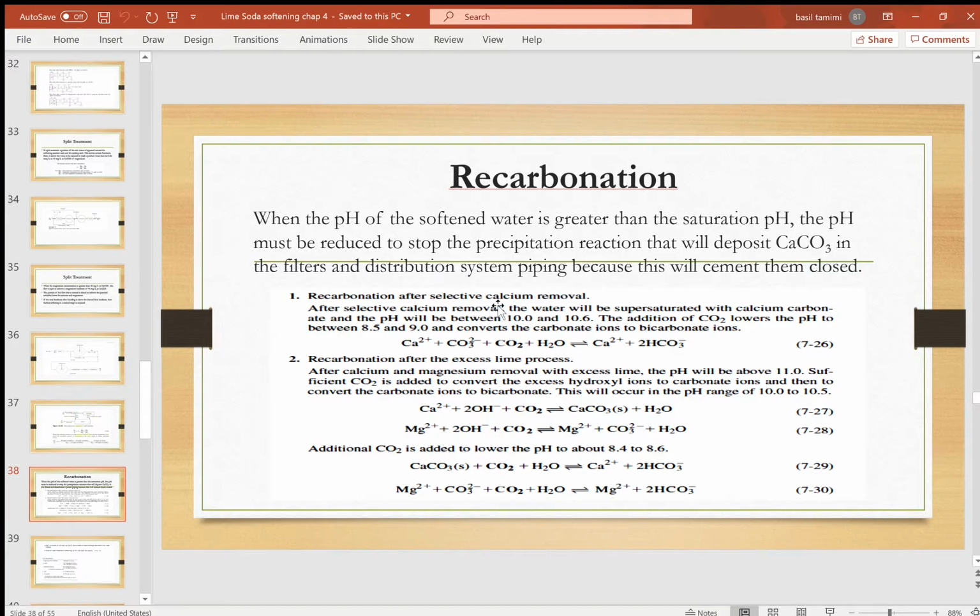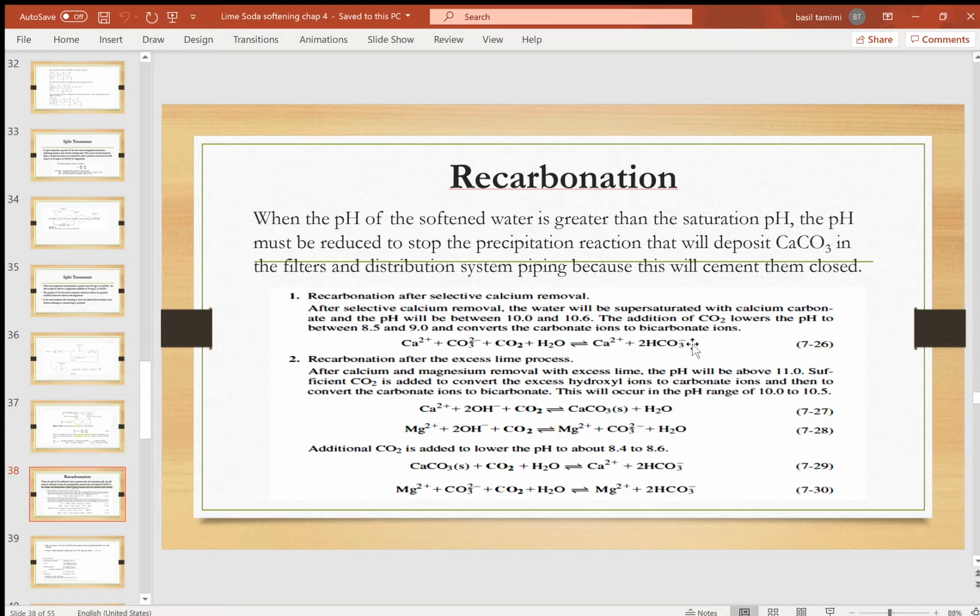For example, recarbonation after selective calcium removal. Usually after softening with selective calcium removal, you will get a pH from 10 to 10.6, and you have to bring it back to 8.5 to 9, which is the saturation. In order to do so, we add carbon dioxide, and let's see what happens. Once the calcium carbonate dissolved in water reacts with carbon dioxide, all the carbonate is converted to bicarbonate. So this is a reaction going in the opposite way to what we did in softening.